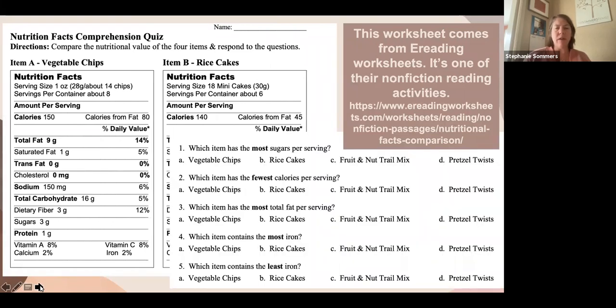And again, there are questions that go along with it, but I think you could do this using these worksheets. You could even do it by just bringing in some items from your pantry and having students talk about the information on the nutrition labels.